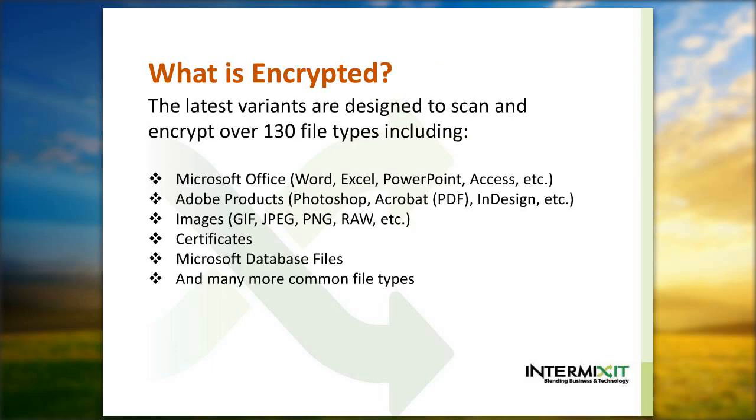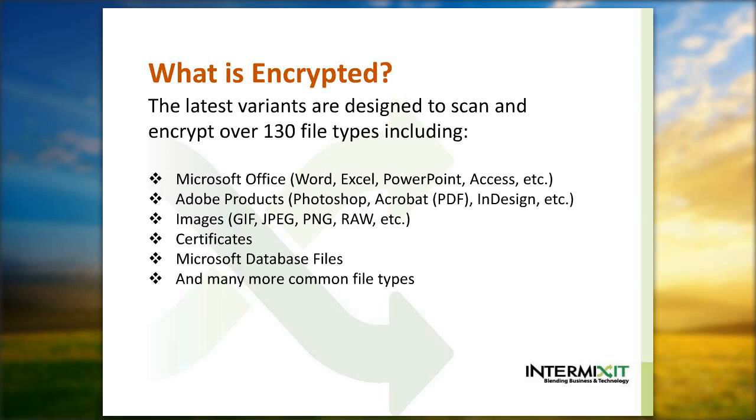What is encrypted? The latest variants are designed to scan and encrypt over 130 file types. This includes your Microsoft Office, Word, Excel, PowerPoint, Access, Adobe products, Photoshop, Acrobat, your PDF documents. How many PDF documents do you store regularly? InDesign, your images, GIF, JPEG, PNG. If you're a photographer or you know a photographer, the RAW format is really the highest grade picture quality you can take when snapping pictures.